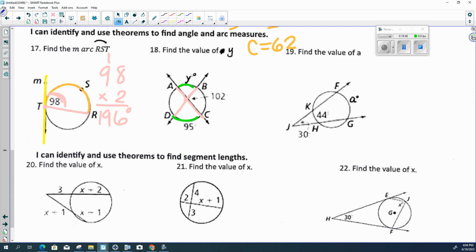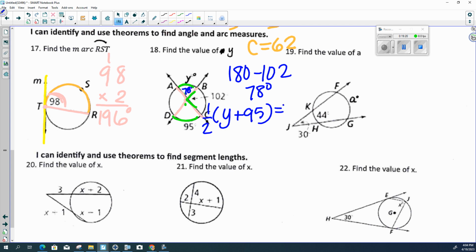Is this going to help me find y? I've got two variables. Oh, I remember we did something like this in our big ideas. So they're giving me this angle is 102, and I need one of these ones. So if you remember, if I take 180 and I subtract the 102, I'm going to get 78 degrees. That's going to be more helpful to use. So y plus 95, half of that will equal the 78.